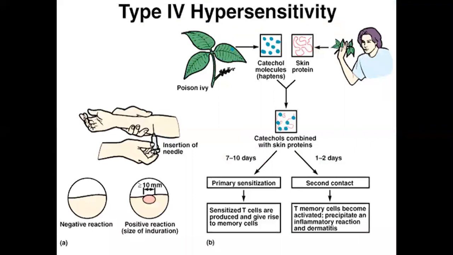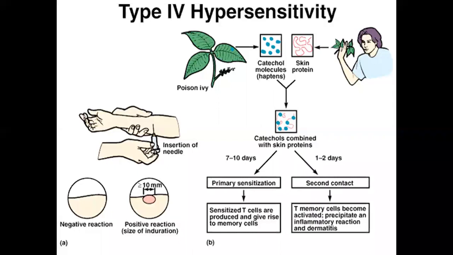Type 4 hypersensitivity reaction is a delayed type of hypersensitivity reaction. And as I told you, one of the best examples is formation of granulomas. Another example is poison ivy contact. So sometimes if you have contact with a poisonous plant, that may cause a delayed type of hypersensitivity reaction.